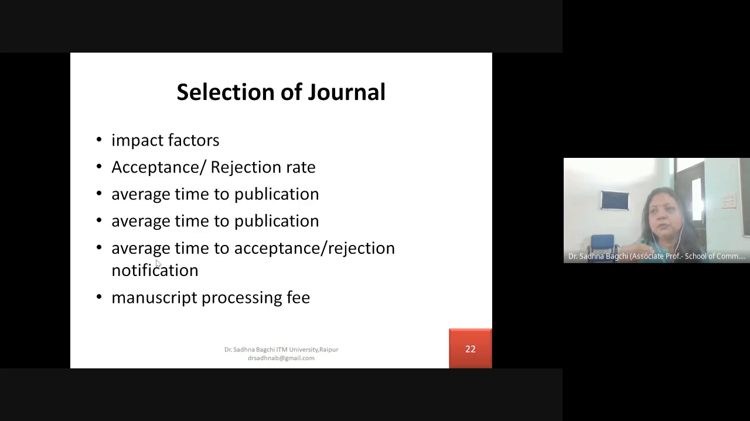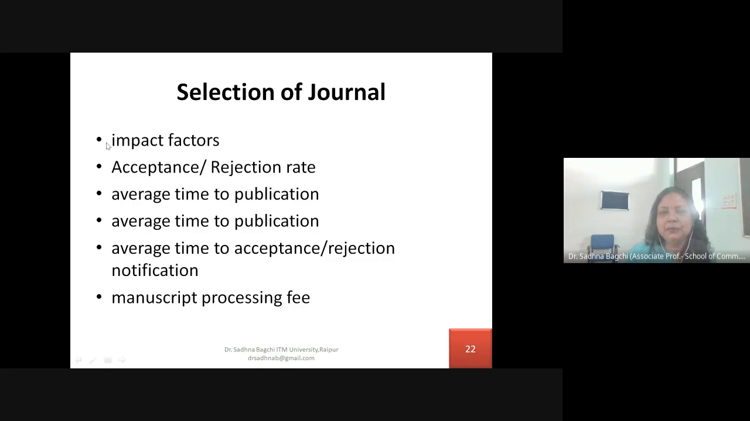Scopus indexed journals are categorized into four categories. Q1 is the very high quality category, where high quality journals are kept. Then Q2 and Q3 are the moderate categories, and then Q4. But moderate category doesn't mean your paper is published very easily in these Scopus indexed journals.